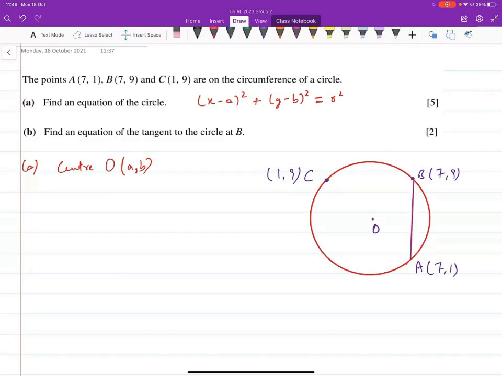So A is directly below B. That's the point A. B and C are at the same level. What do you think is the angle between them? What's the angle at B? B के ऊपर क्या angle बन रहा है? 90 degrees.